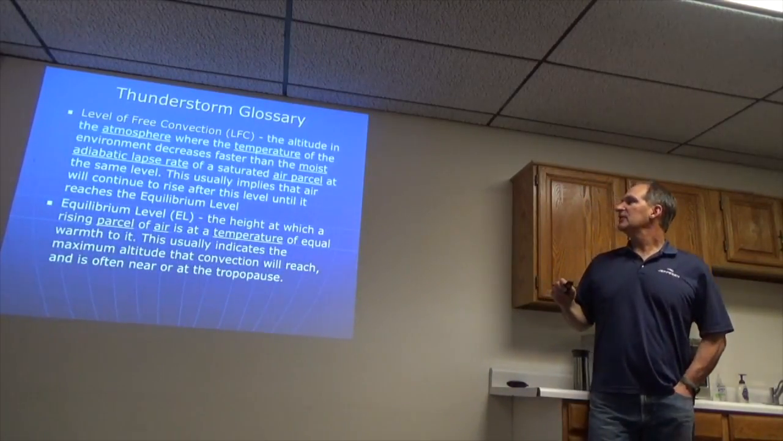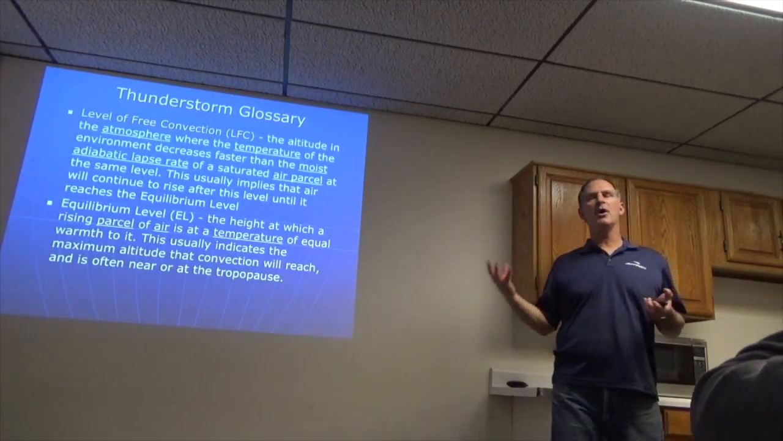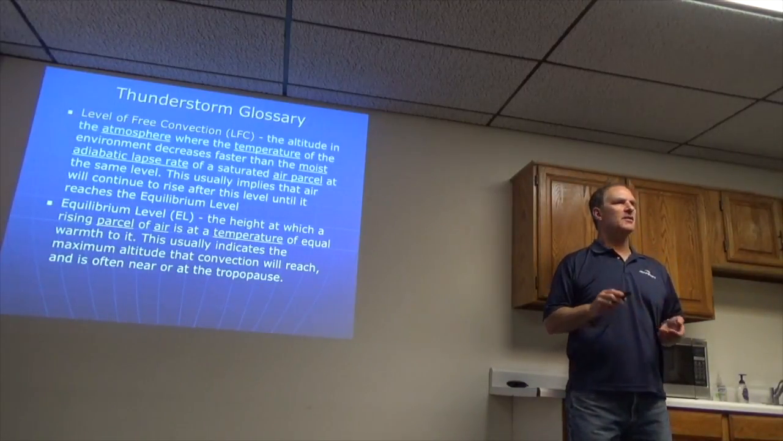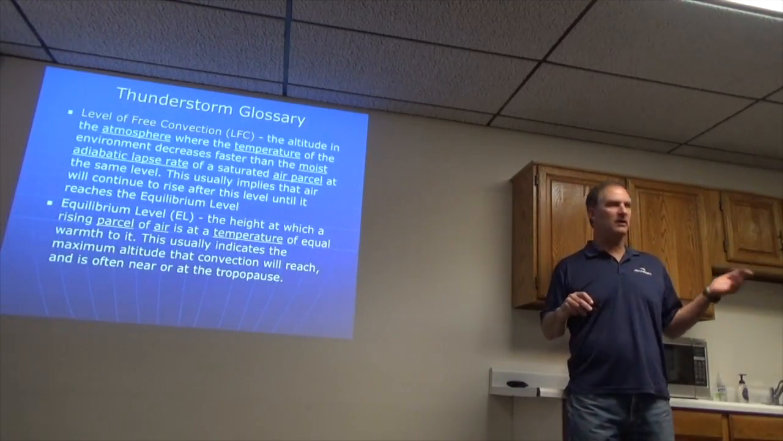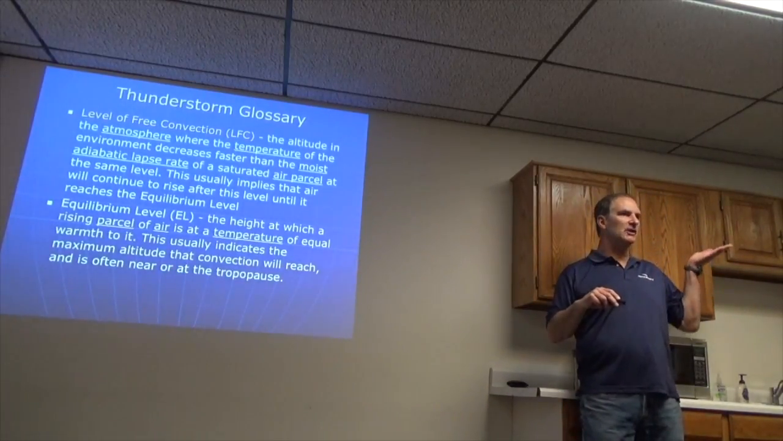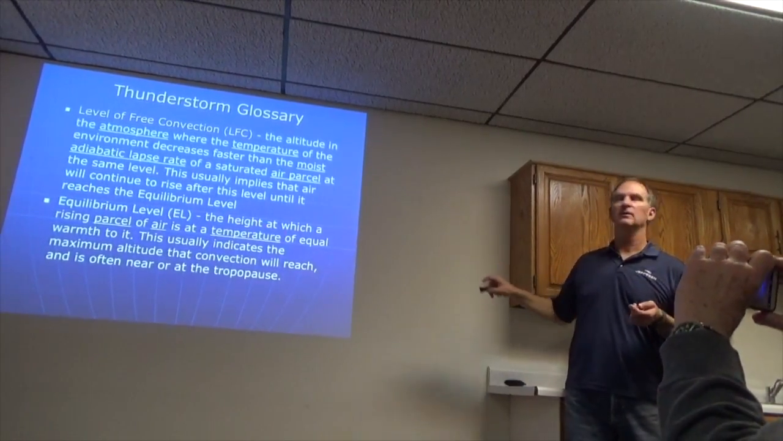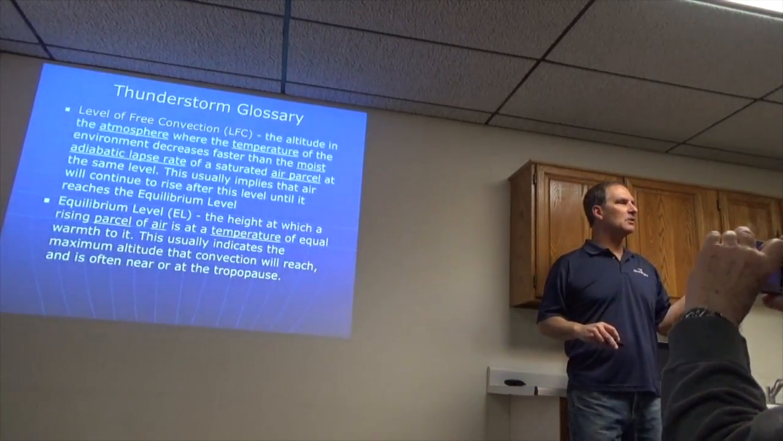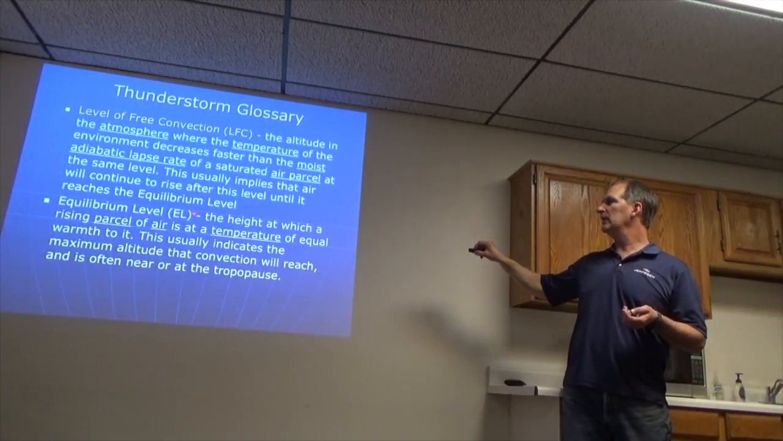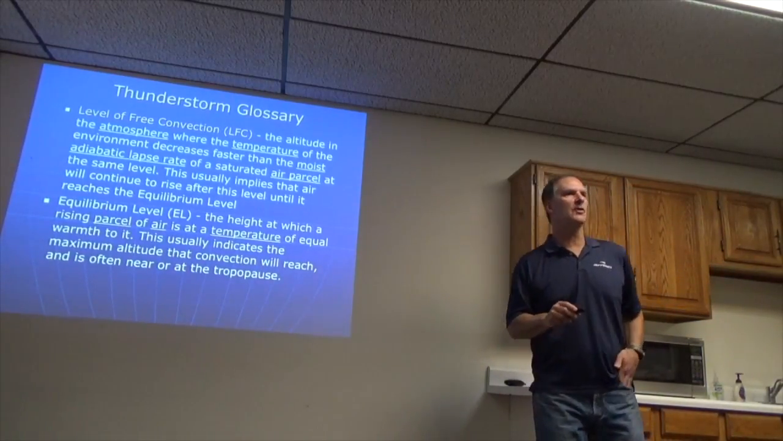Okay, level of free convection. So that's basically the level at which a parcel of air that's been lifted will continue to rise. So that's important when we look at stability of the atmosphere. If that lifted parcel makes it to the level of free convection, it will continue to rise until we hit the equilibrium level. So that's where the parcel now becomes colder. If it's already been lifted through this LFC, typically the equilibrium level will be the tropopause. It'll keep going until it hits the tropopause.